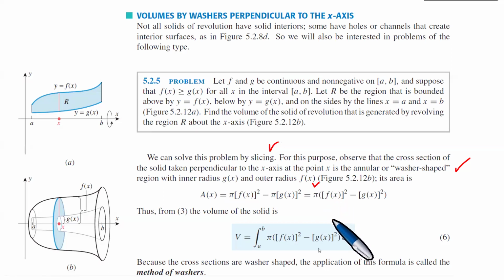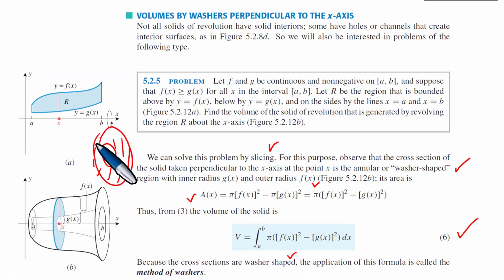Its area is A of x, which is pi f of x squared minus pi g of x squared. So here, you take the area of the upper curve minus the area of the lower section, right? And then you have pi where f is the upper one and g is the bottom one. Then the volume of the solid becomes exactly this. Because the cross sections are washer shaped, these are like washers. There's a hole inside, something like donuts. The application of this formula is called the method of washers. So the method of washers is the two curves like this, and you take the upper curve squared minus the lower curve squared, but you're still integrating from a to b, where a is this one here and b is that one there. We move forward.